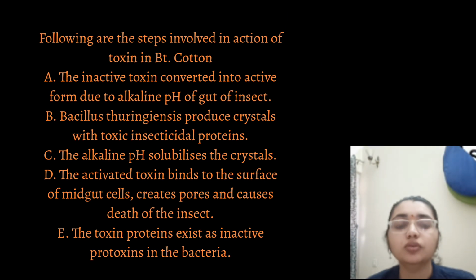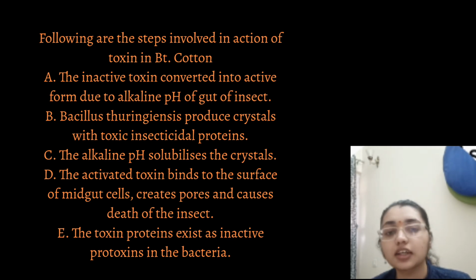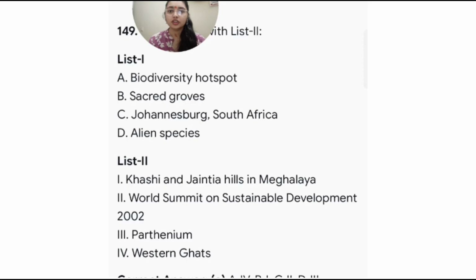Here we have to tell the steps that are involved in the action of the toxin in Bt cotton. So the correct option here is B option, that is B, then C, then A, and then E, and then D. Here you have to match the list 1 with the list 2.